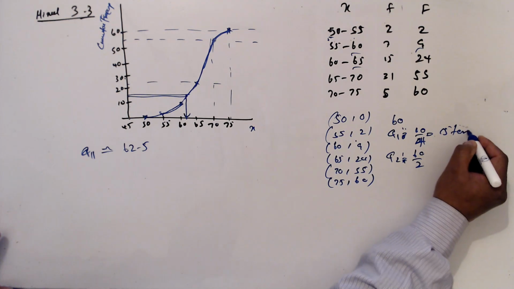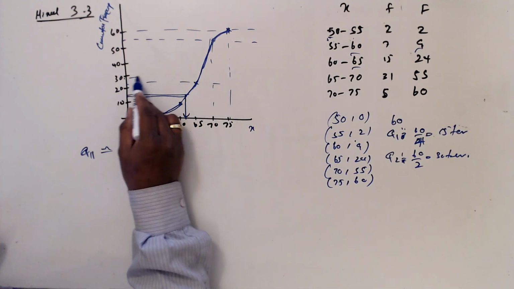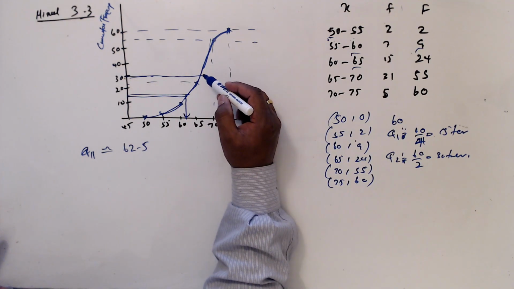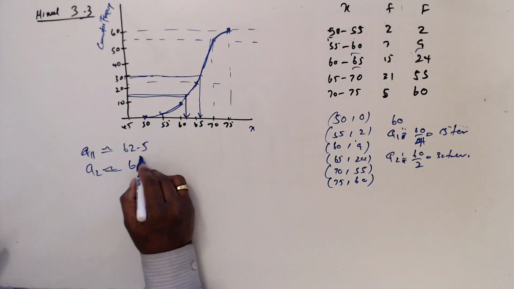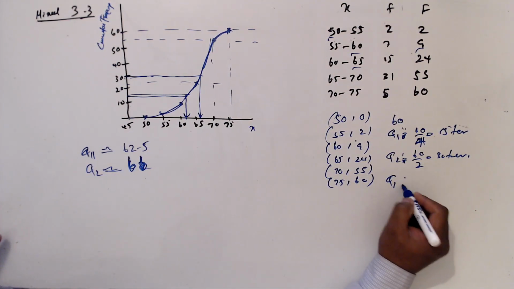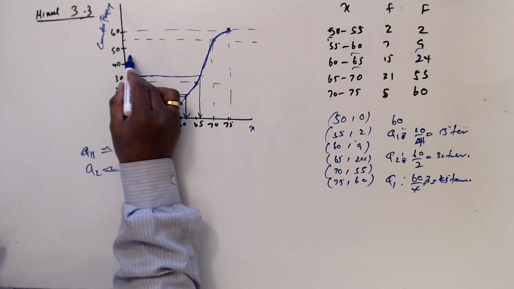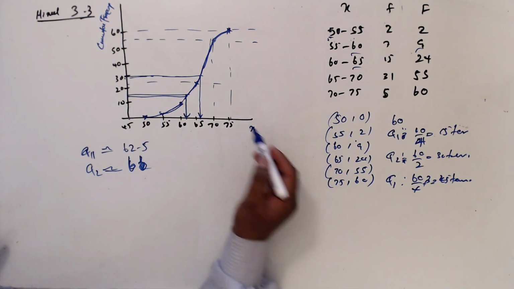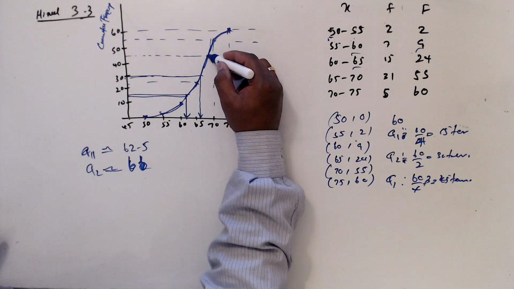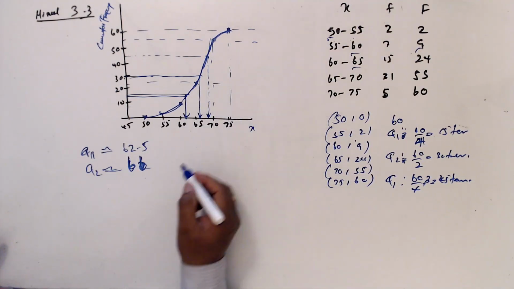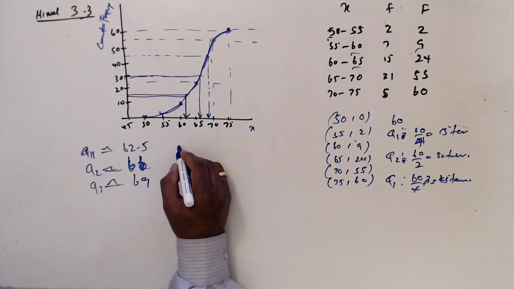Q2 is 60 divided by 2, the 30th term. So when you draw this one, Q2 is approximately 66. And Q3 is 60 divided by 4 multiplied by 3, the 45th term. So it will be here. So Q3 is approximately 69.